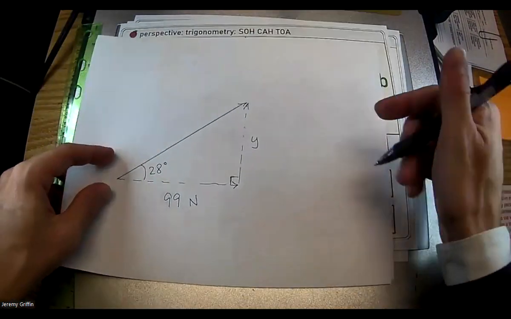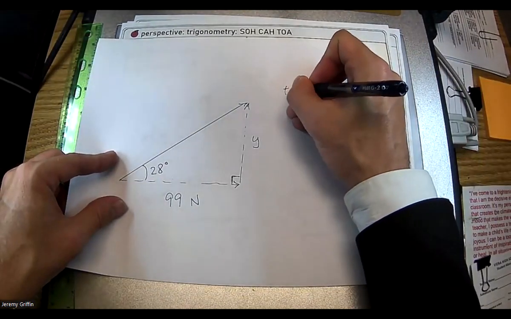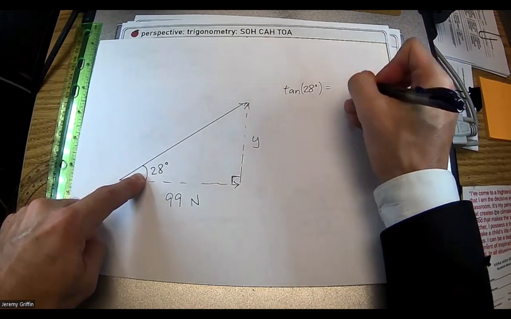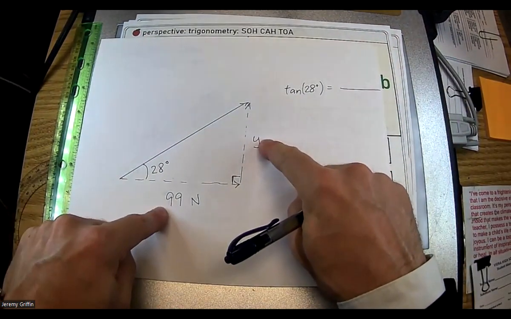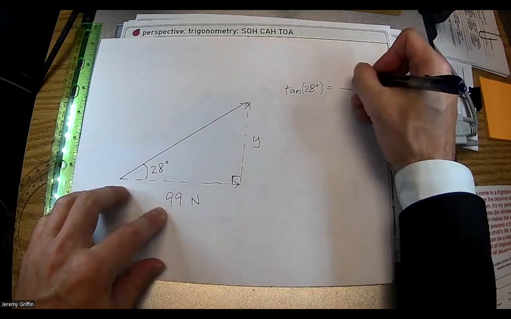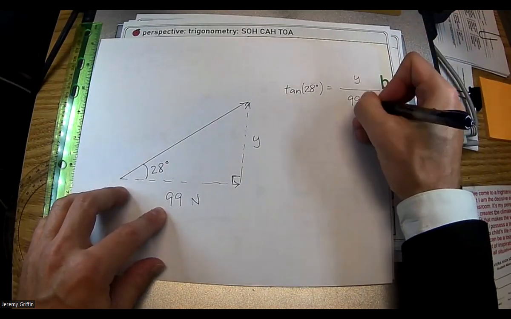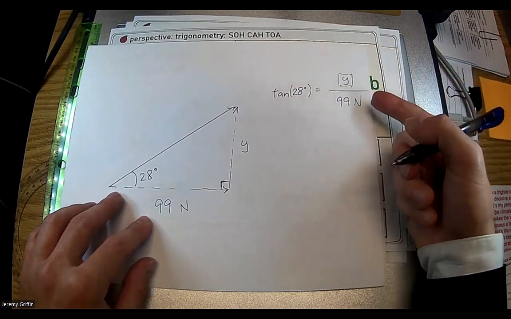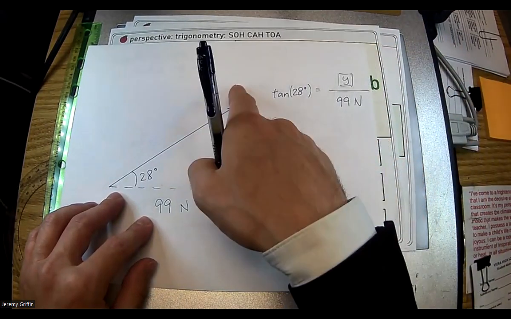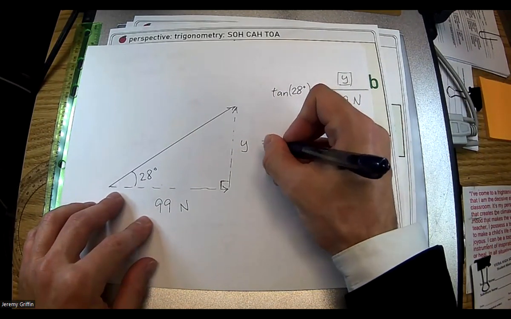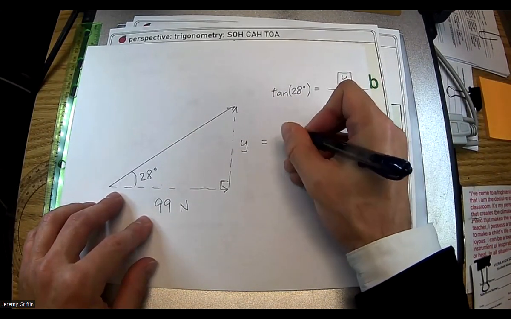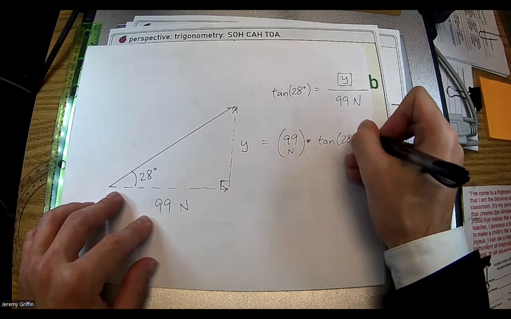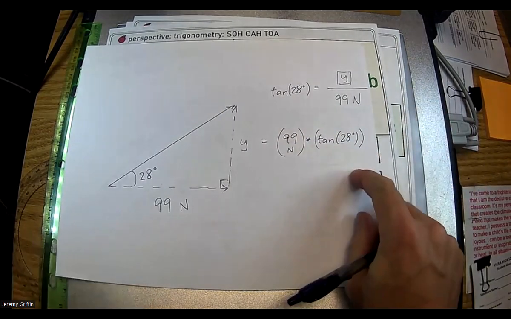So let's set up a tangent. I can say that tangent of this 28-degree reference angle is, let's see, opposite over adjacent. Opposite. So it'd be y on 99 newtons. Oh, well, now we're just one algebra step away from getting y. Just cross multiply this 99 newtons, like that. So I'm going to get y is equal to 99 newtons times tangent of 28 degrees. Can you do that?